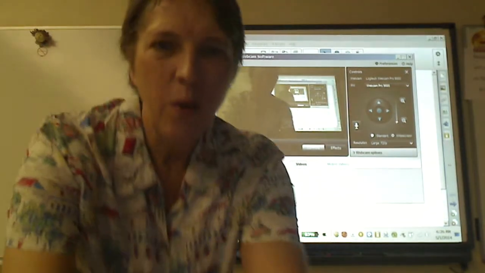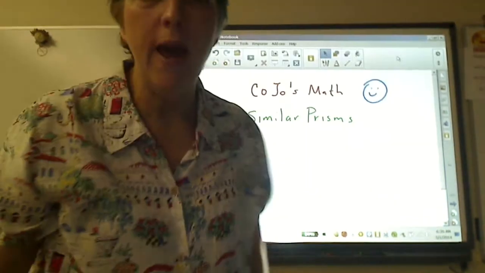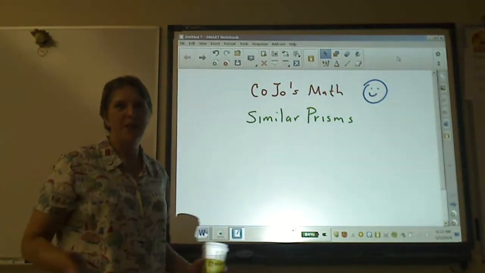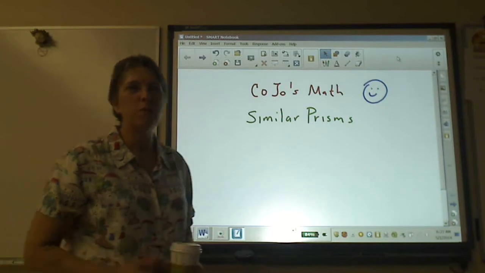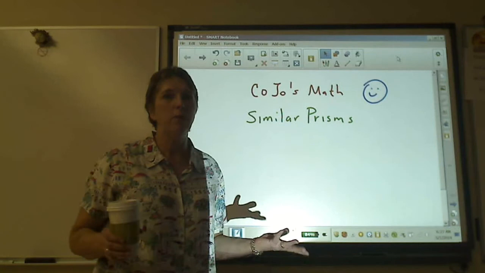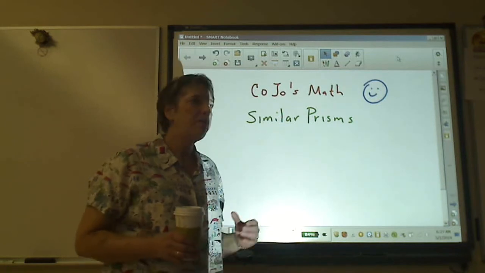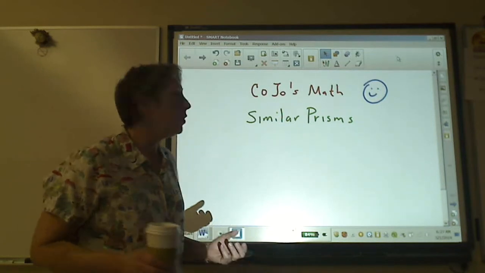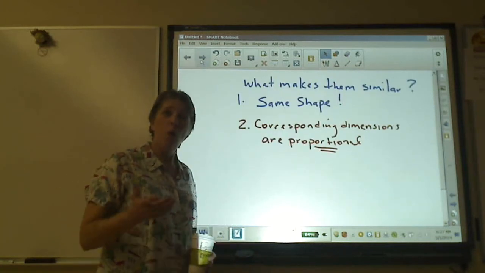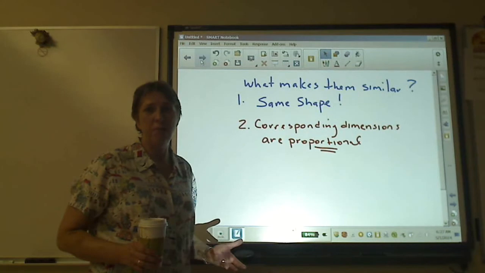All right, welcome to Cojo's Math, and today we're talking about similar prisms. So you say, what are similar prisms? Well, they're like similar figures, and there's two things that you need to be able to recognize with similar prisms. And that's the 3D polyhedron we're talking about. What makes them similar? One, they have to be the same shape.